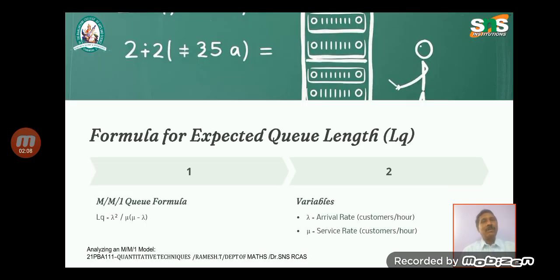Now the formula for expected queue length, that is Lq, length of the queue. In the M/M/1 queue, the formula for the length of the queue is lambda square divided by mu into mu minus lambda. The variables: lambda is the arrival rate, customers per hour, and mu is the service rate, customers per hour.